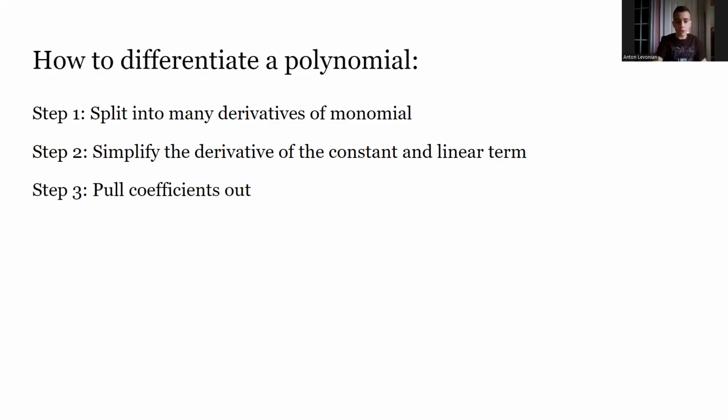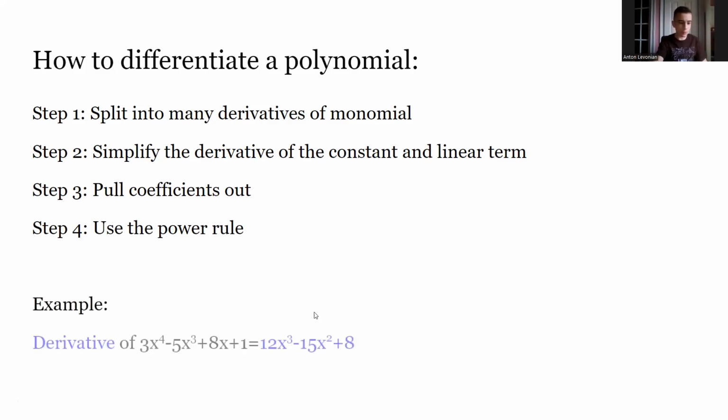Once you do that, you pull the coefficients of all higher order derivatives out. Once again, we can do this by our derivative properties. And then we use the power rule and simplify. So for example, if we had the derivative of 3x to the 4th minus 5x cubed plus 8x plus 1, just any old random polynomial.